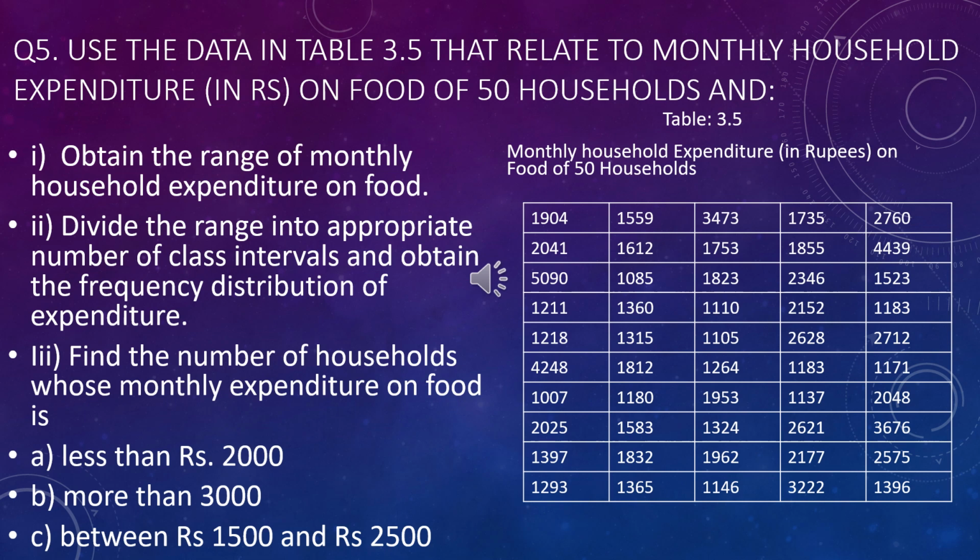Here we come to question number 5, where we use the data in table 3.5 that relates to monthly household expenditure in rupees on food of 50 households. Obtain the range of monthly household expenditure on food, divide the range into appropriate number of class intervals, and obtain the frequency distributions of expenditure. Find the number of households whose monthly expenditure on food is less than rupees 2000, more than rupees 3000, between rupees 1500 and rupees 2500.